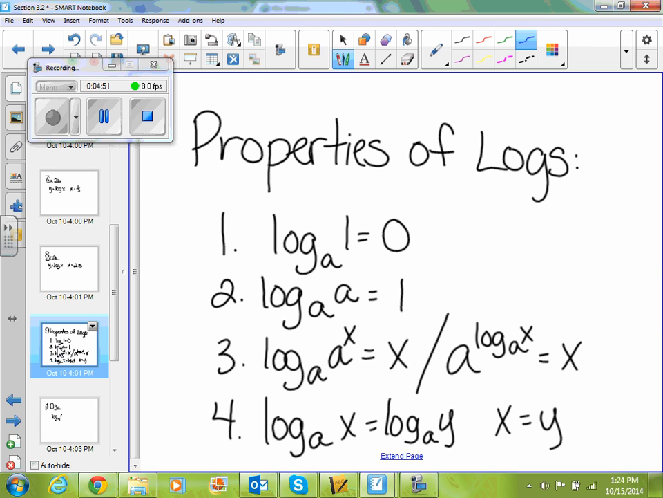If you're taking log base a of a to the x power, where you've got a number to an exponent, then your exponent becomes your answer. And the reversal of that is true. a to some log of the same base is equal to that x. And then finally, you can set logs equal to each other if they have the same base. So log base a of x and log base a of y, you can set equal to each other because that tells you that x is equal to y.